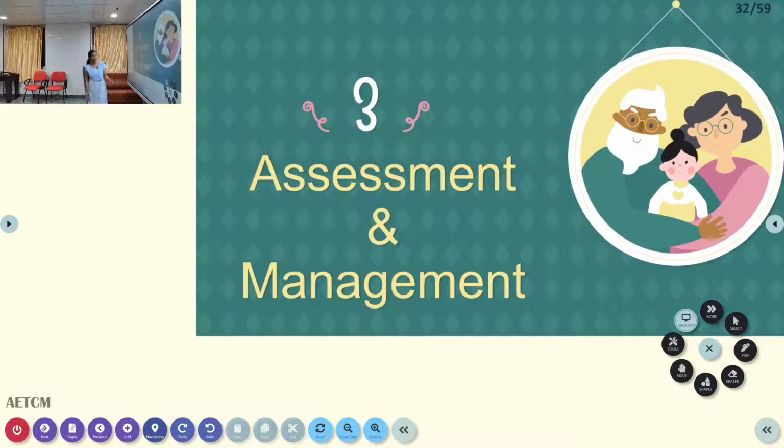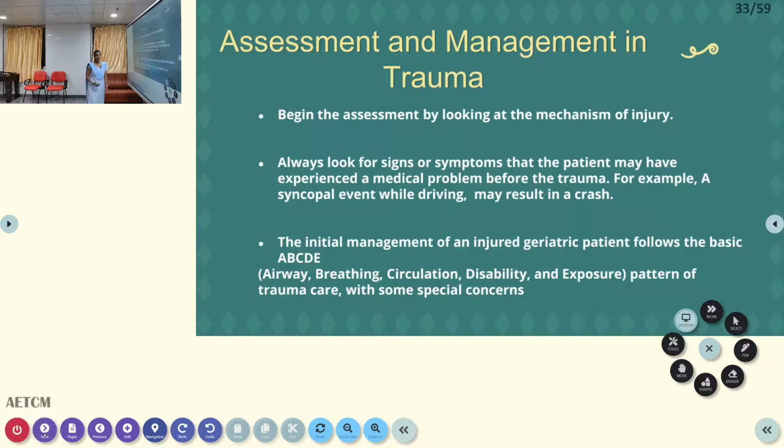And next, assessment and management. It begins with assessing and looking at the mechanism of injury. Always look for signs and symptoms that the patient may have experienced medical problems before the trauma. For example, a syncopal event while driving may result in a crash. So we want to know any signs and symptoms the patient experienced before the trauma.